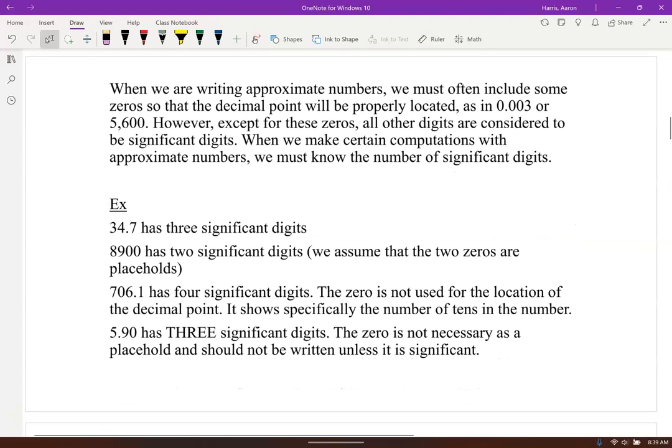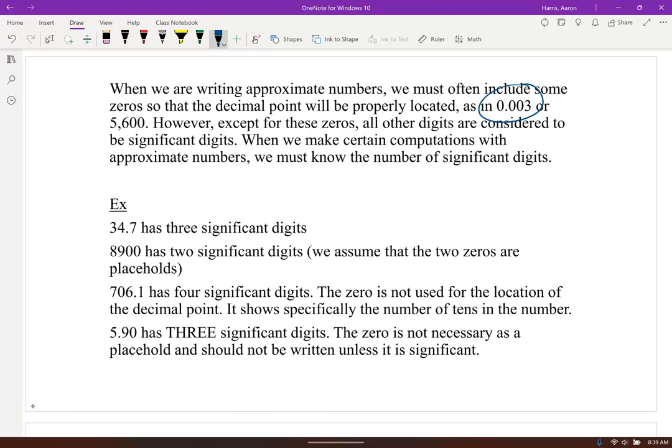So, for example, when we're writing approximate numbers, we must often include some zeros so the decimal point will be properly located, like 0.003, 3 thousandths, right? Or 5,600. We have to have those two zeros in there as well so that we know it's to the hundreds. However, except for these zeros, all other digits are considered to be significant. When we make certain computations with approximate numbers, we must know the number of significant digits. So here's a few examples, and then we'll go to the rules.